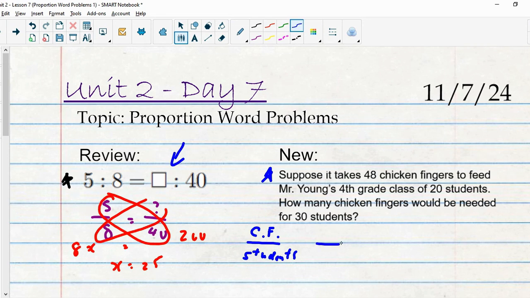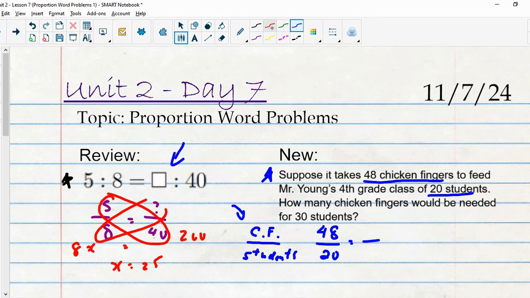And we're going to set up a proportion step by step that reflects the question. Okay, so the best advice I can give you right now for word problems in this lesson is to take it step by step, clue by clue, one at a time. Don't try to solve everything at once. Okay, so it takes 48 chicken fingers to feed 20 students. So 48 chicken fingers for 20 students.